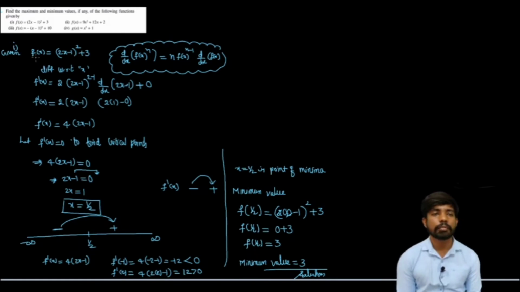This is the procedure for a function: differentiate the function, set it equal to 0 to find critical points, and once we get a critical point, plot a number line and find the signs of the slope. The slope changes from minus to positive, so we can say this is a minima. That's all. This is the solution.